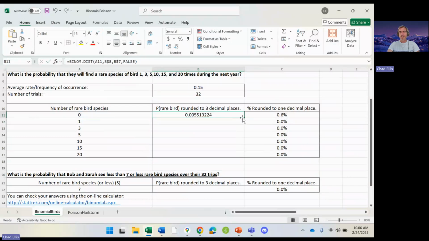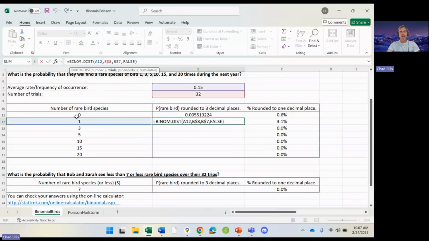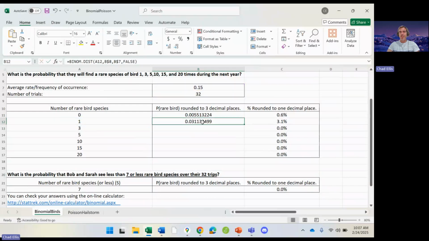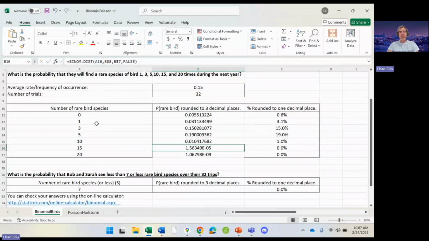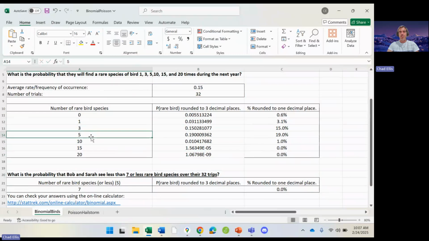So now when I drag down and I click on the cell, you can see that it's now looking at 1. That's a discrete probability, but it's also now staying on those two cells that I want. So if I just drag down, it should complete, right? Complete the probabilities for each of these numbers of bird sightings like that.